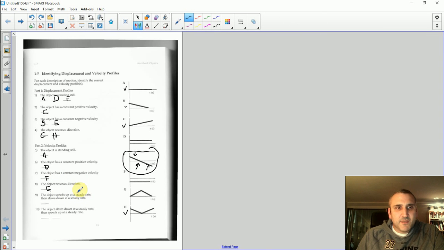Number 9, the object speeds up at a steady rate and then slows down at a steady rate. That is going to be letter G, because you're dealing with the object speeding up, getting further away from 0, and then slowing down, getting closer to 0. And finally, the object slows down at a steady rate, then speeds up at a steady rate. I'm going to say that is letter H, because we are dealing with a positive velocity that is getting slower and slower and eventually stopping, and then speeding up over here. We're also talking about letter E because the object is slowing down, and then ultimately stopping and then speeding up in the opposite direction.